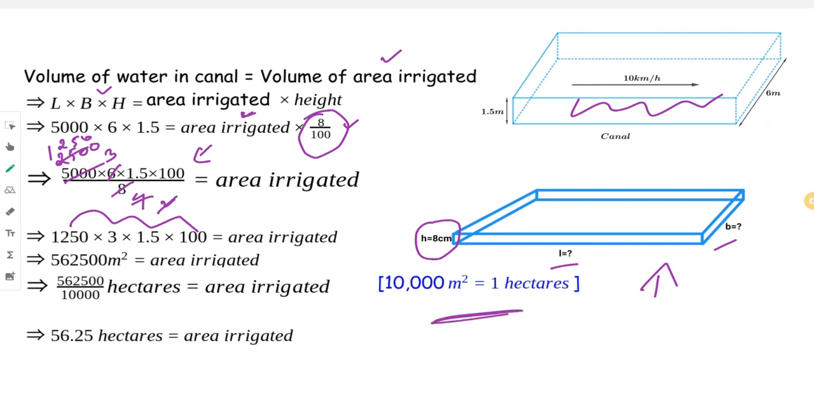Now we'll convert the meters square in terms of hectare. Okay, so when you look here, remember 10,000 meters square makes 1 hectare, and you can see the meter is smaller than hectare, right? We're going from a smaller to the bigger unit. That is why we have to divide it by 10,000. So we can cancel these zeros, and the point will be here, and from here we'll get the area to be irrigated as 56.25 hectares. Okay.